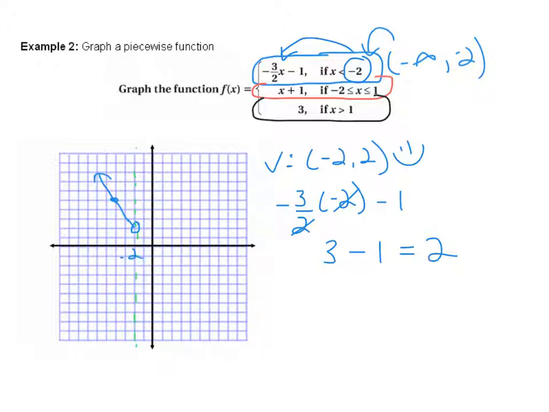I start by just graphing the whole equation, y equals x plus 1. So that's going to have a y-intercept at 1. And the slope of that line is up 1 over 1, up 1 over 1, up 1 over 1.